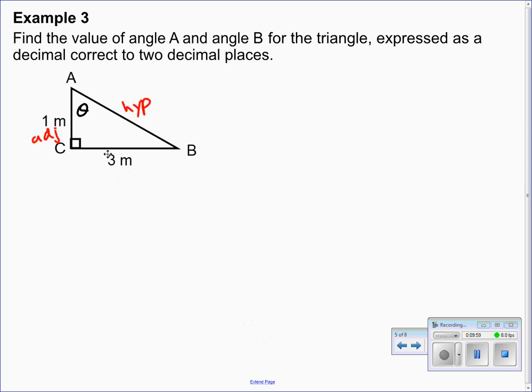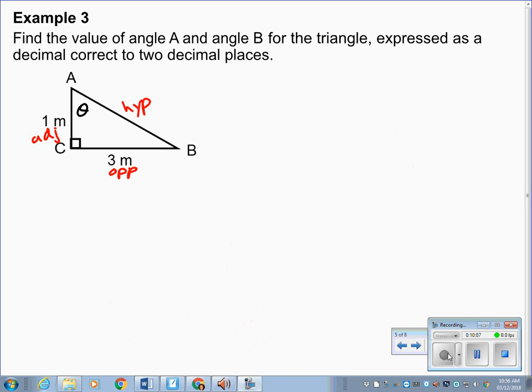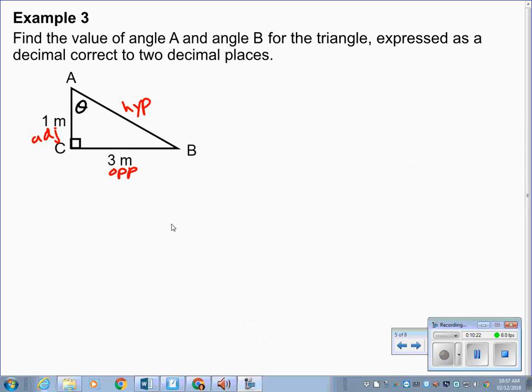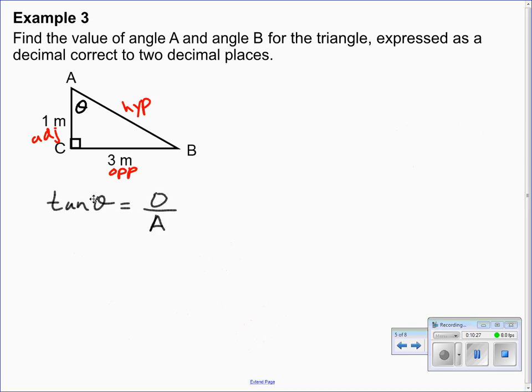The cool part about it is the fact that you can choose which one you want to start working with. Maybe you don't like working with the angle on the top. Maybe I want to change that theta and move it down here. You could have done that instead, but then you'd have to change your sides. So now, let's say we start. We start by saying tan of theta is equal to opposite over adjacent, O over A, right?